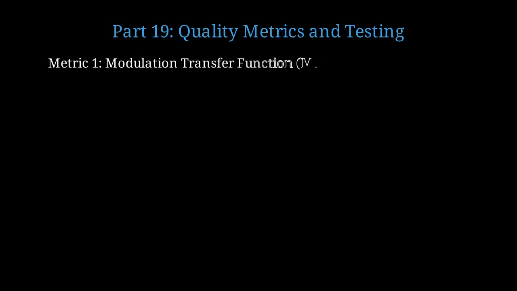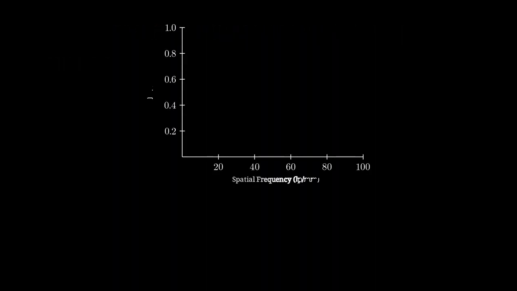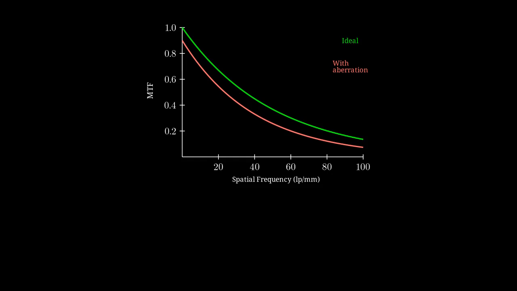How do we quantify droplet lens performance? Several standardized metrics assess optical quality. The MTF measures contrast as a function of spatial frequency. It quantifies resolution and aberration effects comprehensively. The green curve shows MTF for a nearly perfect lens. The red curve shows degradation from aberrations. The 50% MTF point defines practical resolution limit.